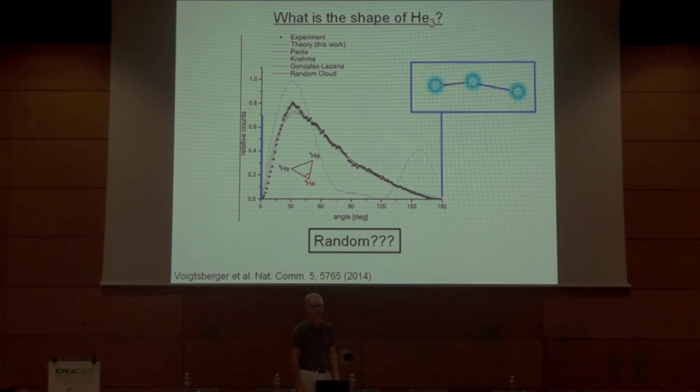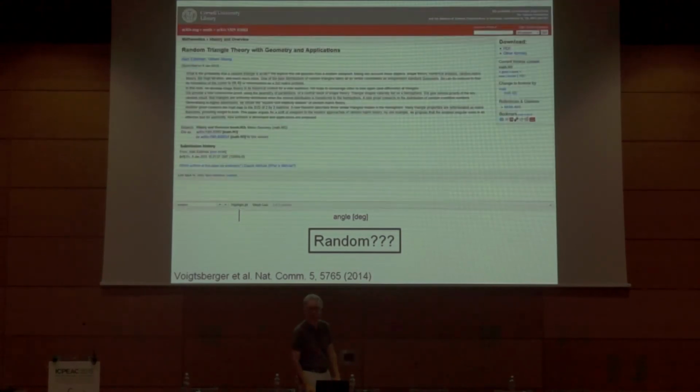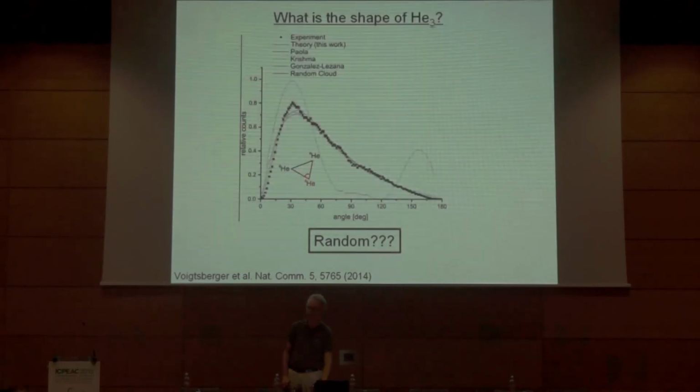What does random actually mean for a triangle? For a triangle, you can look up mathematics papers. Here's one on random triangle theory. It's undefined what random for a triangle means, but I have a pragmatic proposition for what to do.